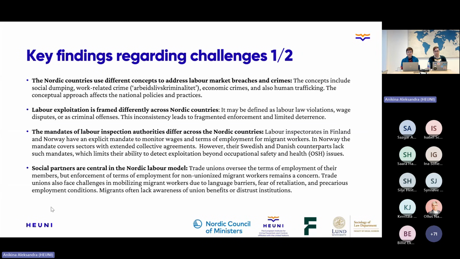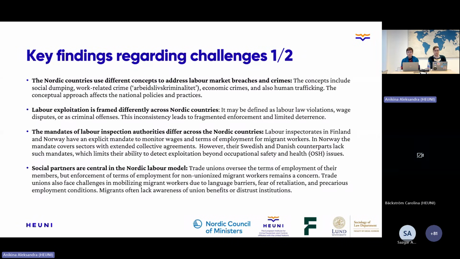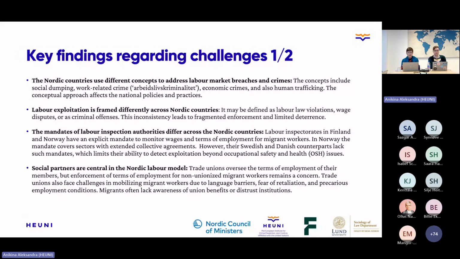Then if we look at labor exploitation specifically, we see that this is also framed differently across the Nordic countries. And it also, of course, depends on the severity of the case, but sometimes also regardless of the severity, there might be a tendency to define this as labor law violations, as wage disputes, which is obviously a civil issue, or as criminal offences. We see that these differences in how labor exploitation is framed lead to inconsistencies across the Nordic region, but also at the national level. So there's not necessarily a uniform way to address labor exploitation even at the country level. And this then, we claim, also has limited effects on deterrence and prevention of these crimes.